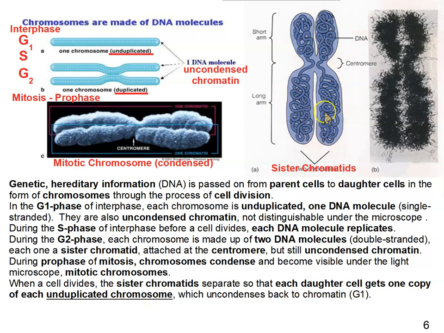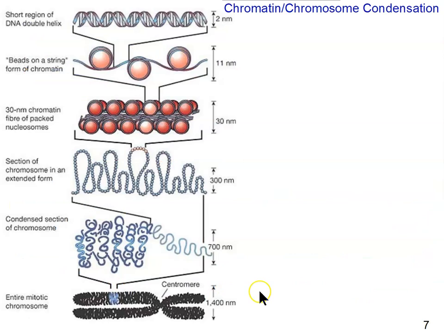So when they're making up a duplicated chromosome, they are sister chromatids. But once they split, they themselves then are simply unduplicated chromosomes, one DNA molecule. So what is this condensing all about, this condensation? Well, this diagram pretty much shows how the DNA is packed into chromosomes.